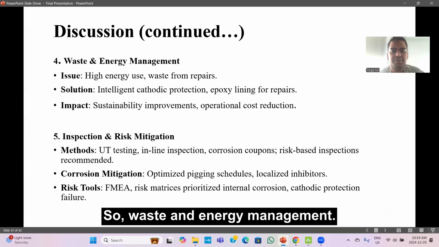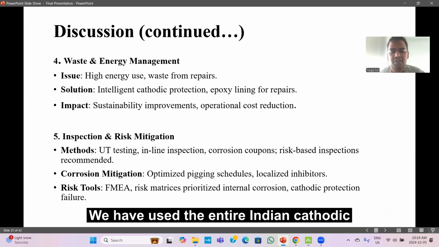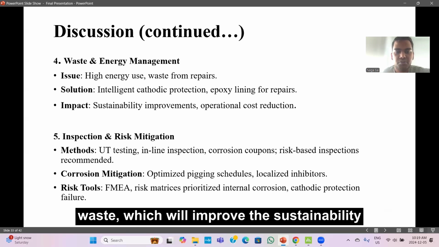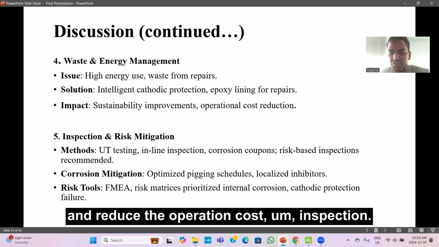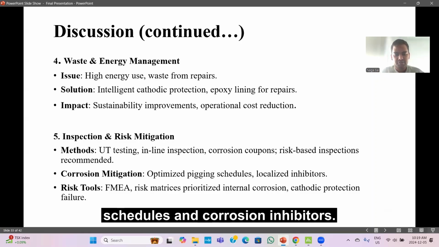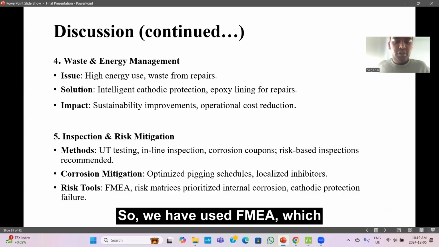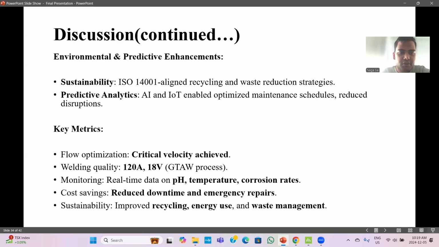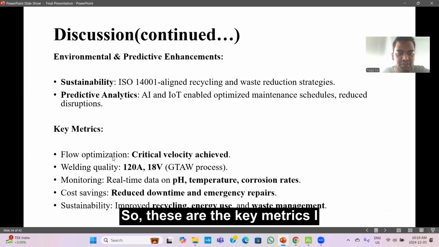Waste and energy management: we have used intelligent cathodic protection and epoxy lining to reduce waste, which will improve sustainability and reduce operation cost. Inspection: we have implemented pigging schedules and corrosion inhibitors. We have used FMEA, which can improve risk management. So, these are the key metrics I discussed.